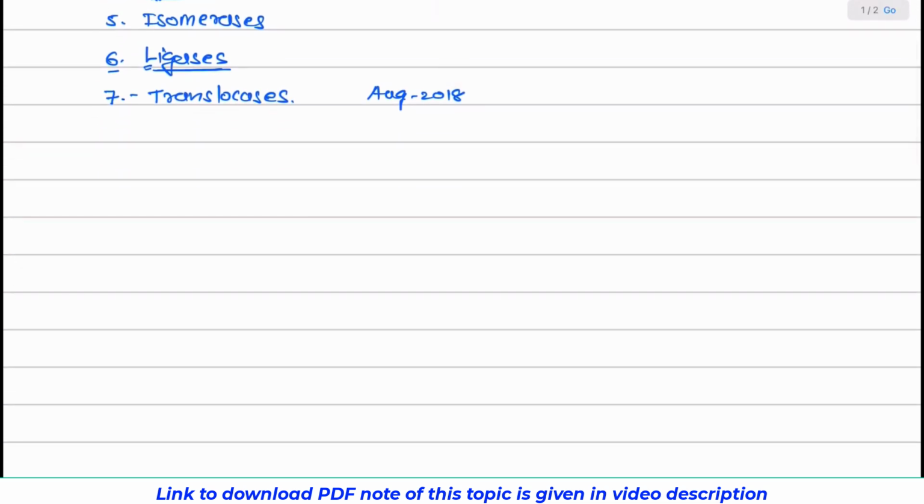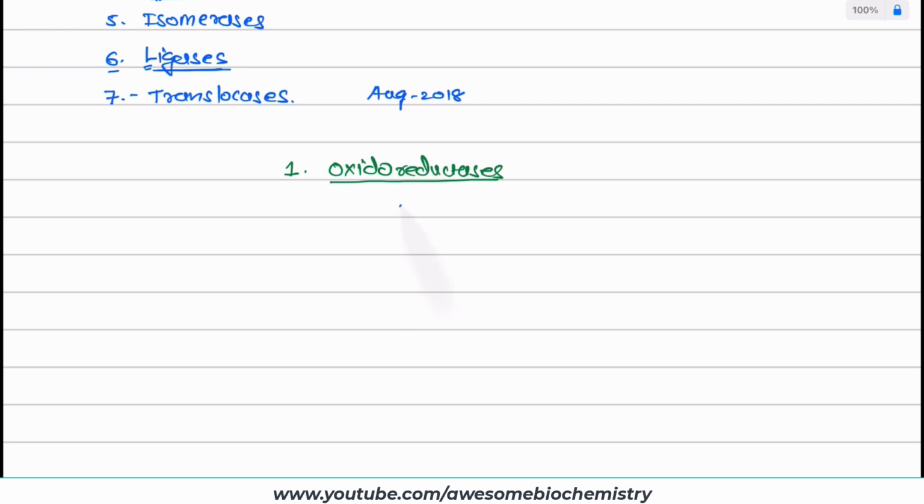So the first class is oxidoreductases. In this class, as the name suggests, all the enzymes which catalyze redox reactions are included. Now, we generally write redox. The word redox is made up of two things. One is reduction, and the second one, OX, means oxidation. Rather than mentioning reduction and oxidation separately, we prefer to use the word redox.